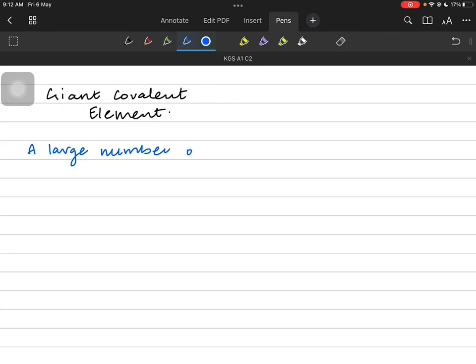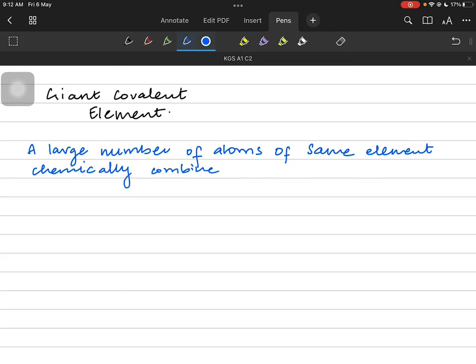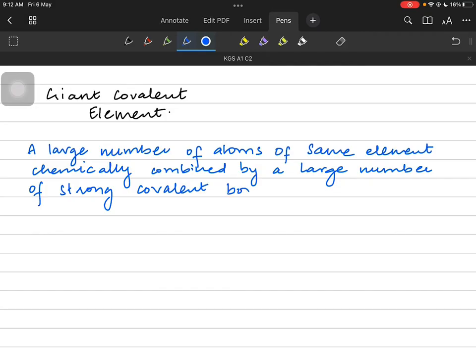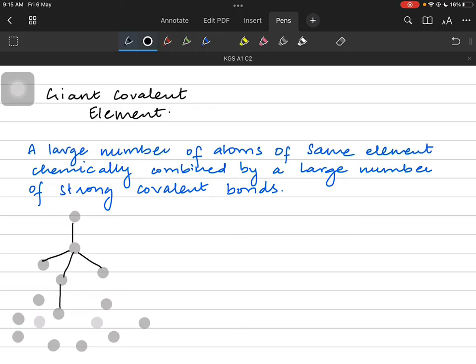When we talk about giant covalent elements, it's a large number of atoms of the same element. We are again talking about the same element because they are the same atoms, but we are calling it giant because it's a huge number. So a large number of atoms of the same element chemically combined by a large number of very strong covalent bonds. These strong covalent bonds help in keeping all the atoms together. For example, you have so many atoms of carbon, and it makes a tetrahedral kind of structure by making bonds between the other atoms.